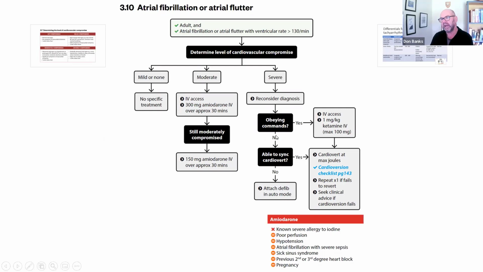Okay, and again, if we've got these severe cases, marked by changes in the level of consciousness, then cardioversion. And the good news is atrial flutter tends to be very amenable to cardioversion, whereas sometimes with atrial fibrillation it can take two, three, or at times even more attempts to get someone cardioverted.